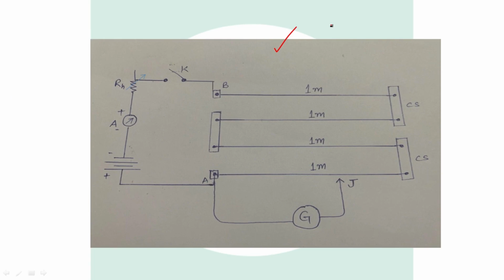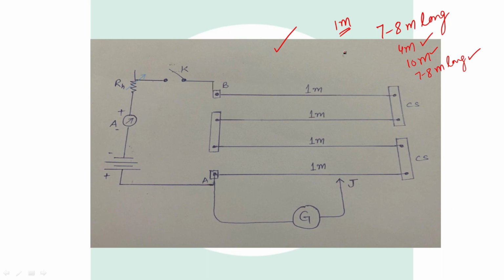Because in a meter bridge the wire which we use is of length 1 meter. In case of a potentiometer, the wire is basically 7 to 8 meter long. In some circuits it is 4 meter long, in some it is 10 meter long, in some it is 7 to 8 meter long. So if we use a 4 meter or 10 meter or 7 to 8 meter long wire in a straight way, then the apparatus will be very big.